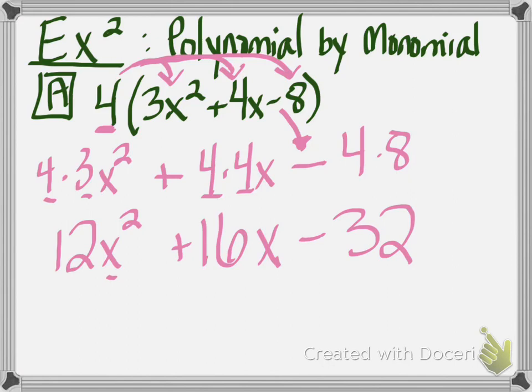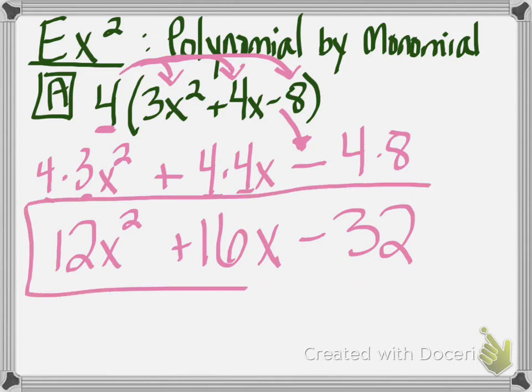This is an x squared, this is an x, and this is a number, a constant. There's no like terms, there's nothing to simplify. This is my answer. 12x squared plus 16x minus 32.